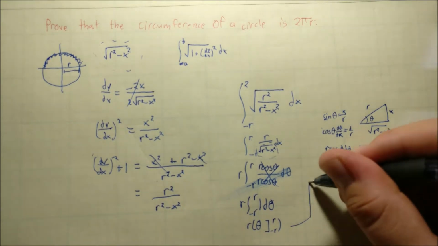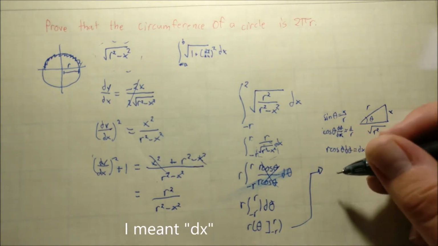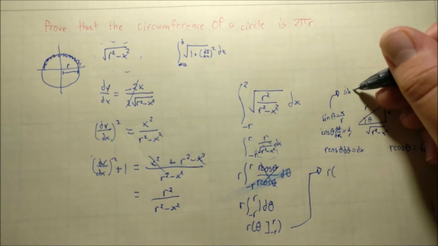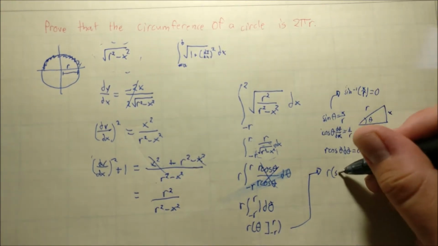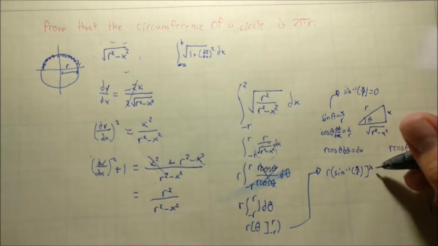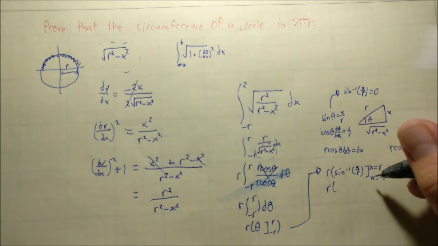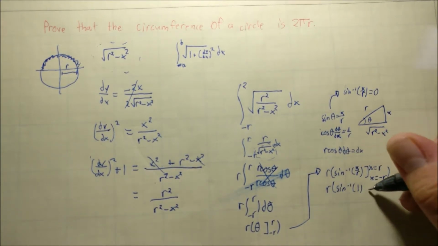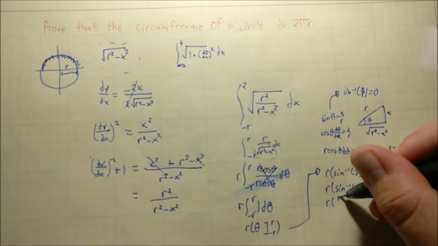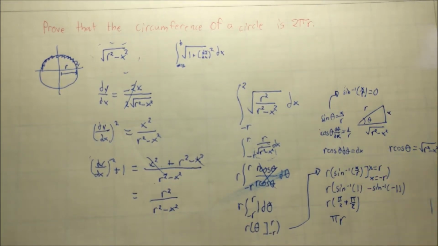However, we have to be a little careful because those are not theta equals r, they're x equals r. So we can't substitute those in until we've converted back from theta to x. So theta equals arc sine of x over r, from x equals negative r to x equals r. So r over r is 1, arc sine of 1 minus arc sine of negative 1, which is just r times pi over 2 plus pi over 2, aka pi r. And this is the half circumference.